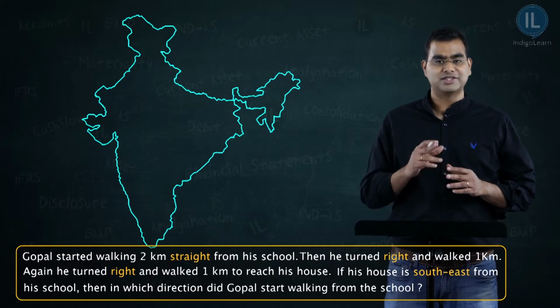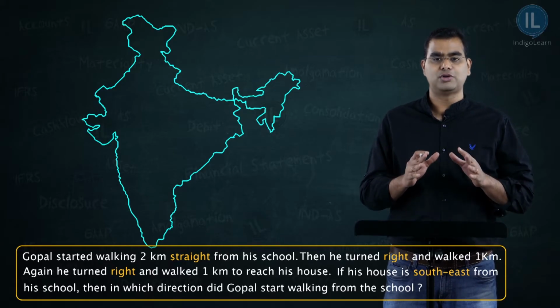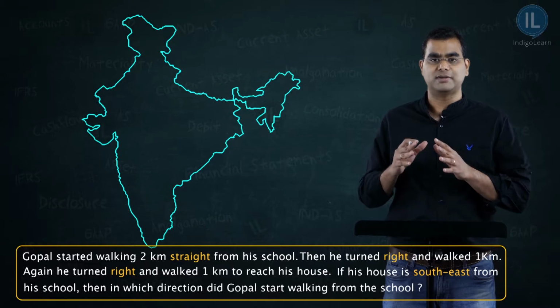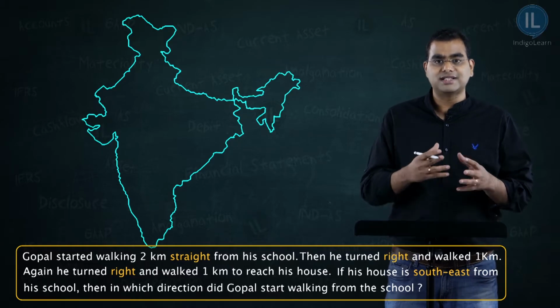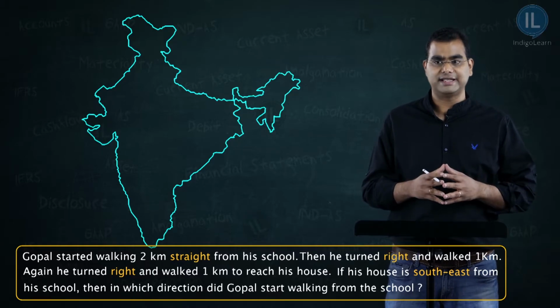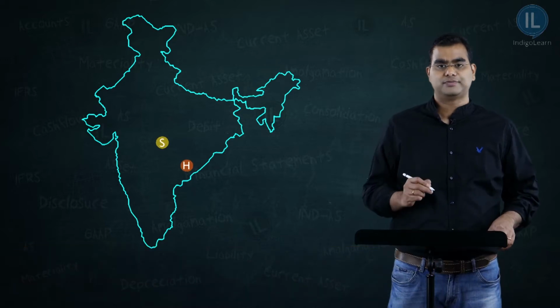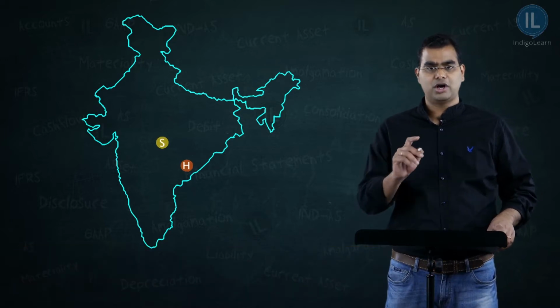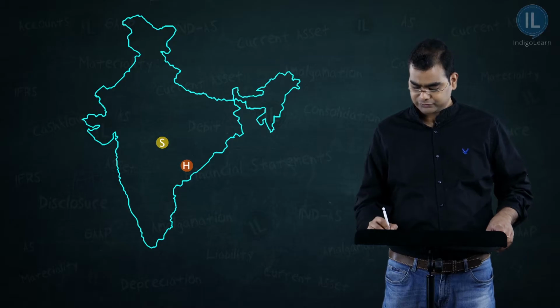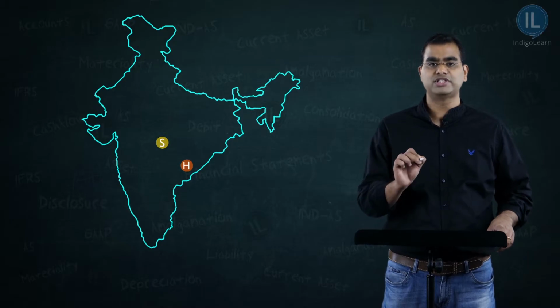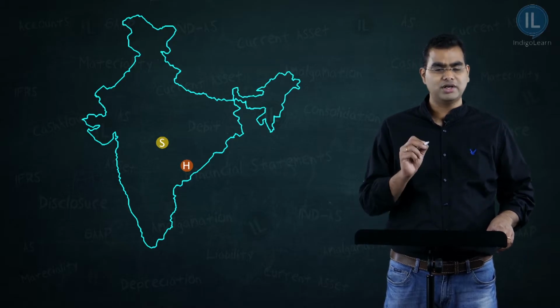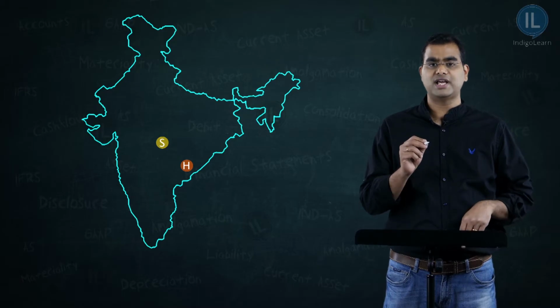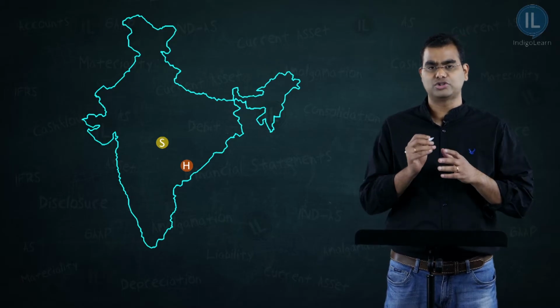So students, it is very important to read the full question first before you actually jump into solving the problem. These are the kind of googly questions that you might actually get in the exam. So students, how do we solve this? We've got one point very clear that his home is to the southeast of his school. Now, what does the question ask? The question asks which direction did the student start walking from his school, right?